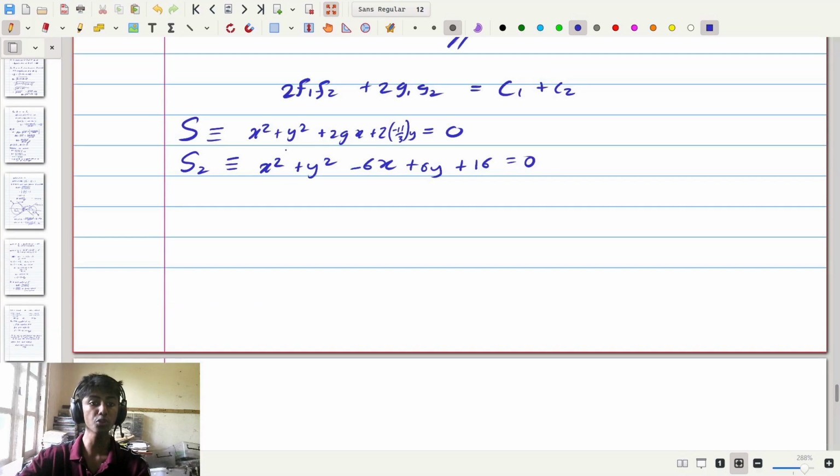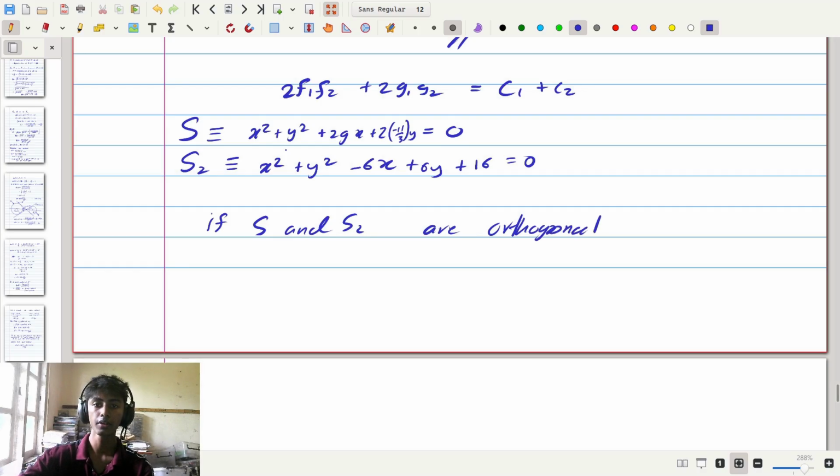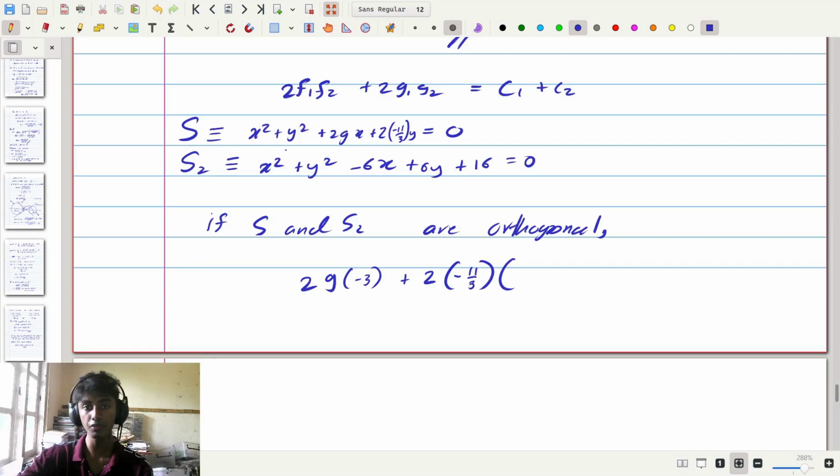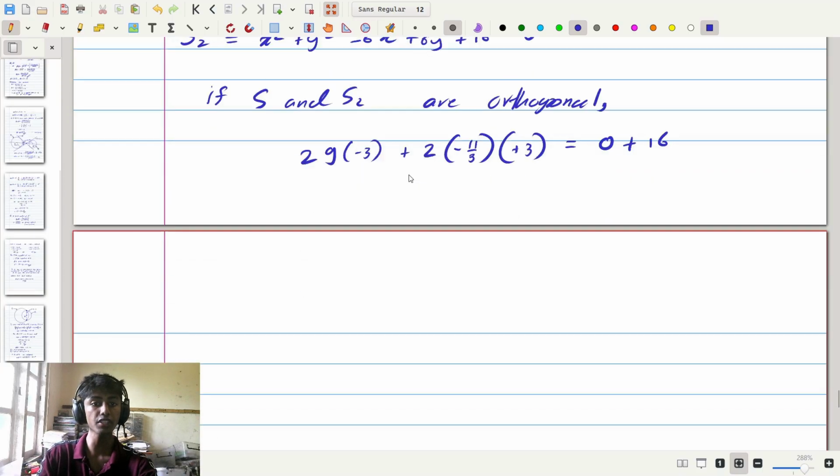According to that, if S and S2 are orthogonal, we must have 2 times the first constant, which is g, times the second constant, which is negative 3, since this right here is 2g times negative 3, plus 2 times the first constant, which is f, which is negative 11/3, times the second constant, which is here positive 3, must be equal to the first constant, which is 0, plus the second constant, which is 16. So we must have this equation right here.